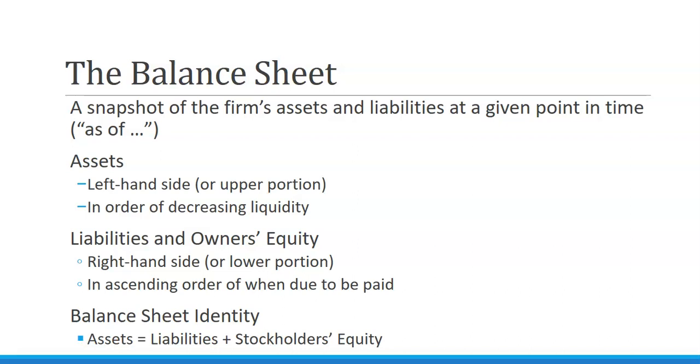Then we have liabilities and owner's equity. Owner's equity section can also be called stockholders' equity or shareholders' equity. This is on the right-hand side in a side-by-side or underneath the assets in a vertical balance sheet. It is in ascending order of when items are due to be paid for the liabilities.